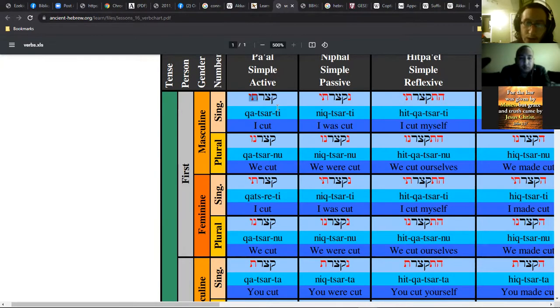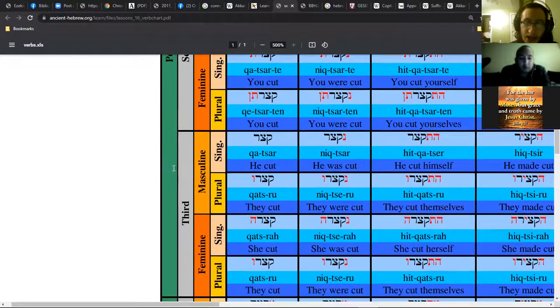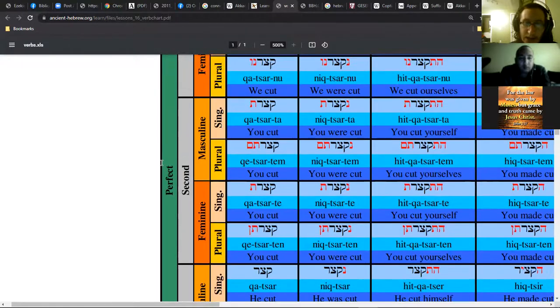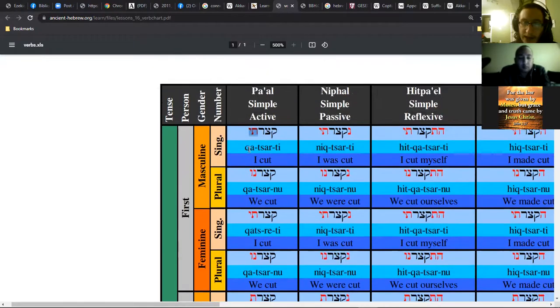Now, just so you guys know, Hebrew has two tenses, perfect and imperfect. Perfect basically means that it's finished, it's complete. Imperfect means unfinished, incomplete. But it can occur in past, present, or future. Both of them can. So if it's perfect, it can be perfect past, perfect present, or perfect future. And same thing with imperfect. So this is perfect, what we're going through right now. And that's katsarti, I cut.